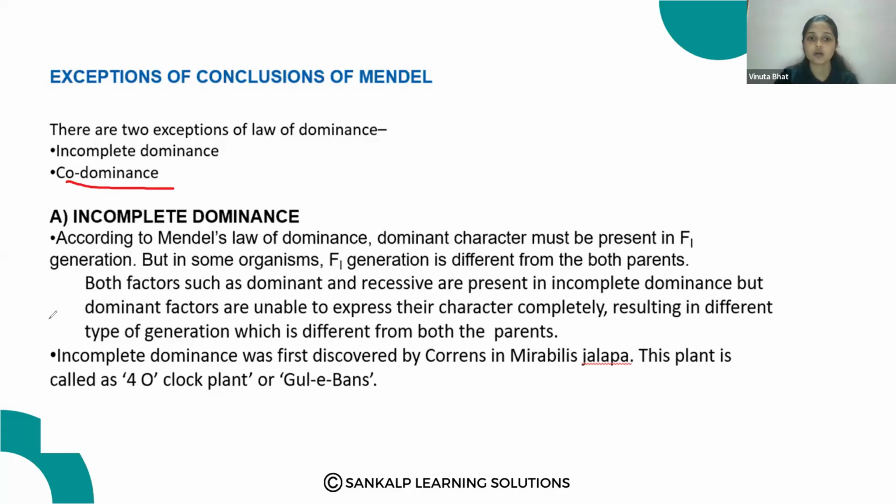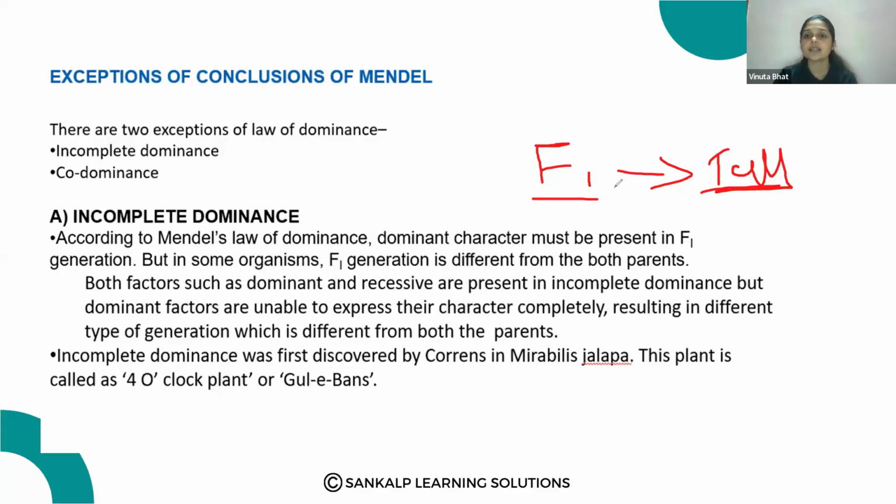So according to the law of dominance, the F1 generation plants are similar to either one of the parents, right? So for example, if you take tall and dwarf, in the F1 generation the plants are similar to the tall plants. But in case of incomplete dominance, the F1 plants are not similar to either of the parents. They are not tall, they are not dwarf, if you take this as an example. So that is incomplete dominance.